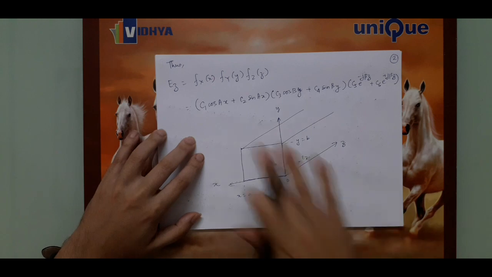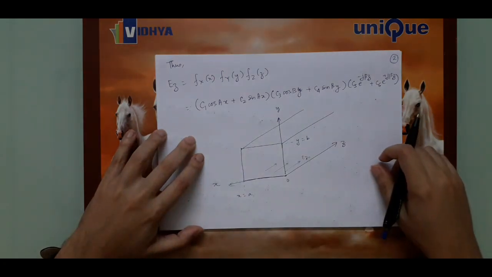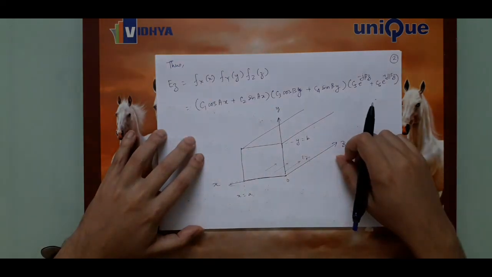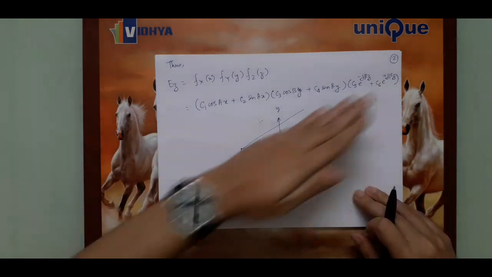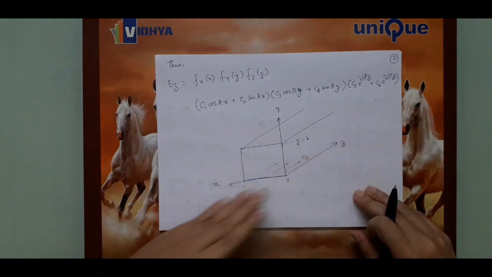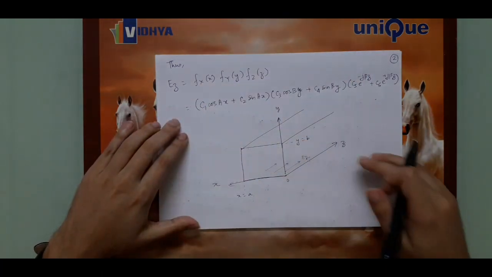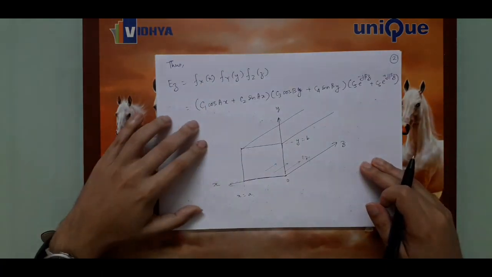So the question is, now can we do anything to simplify this? Yes, we can. We can apply the boundary conditions on Ez. So if you now see, the Ez is existing along the Z direction. I have shown it this way. It can be this way also in general.